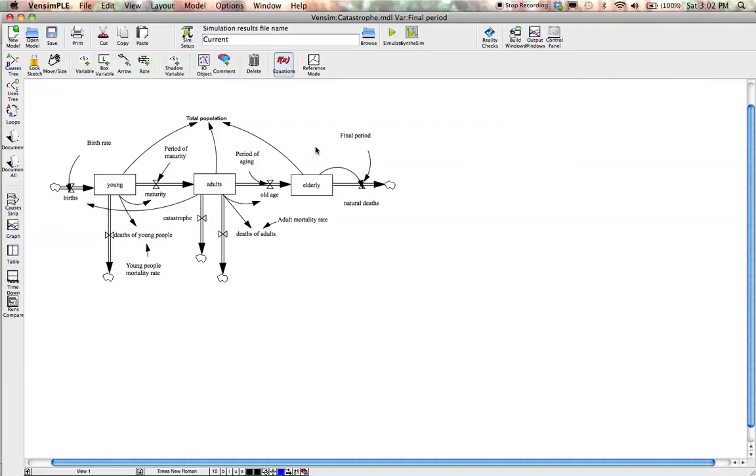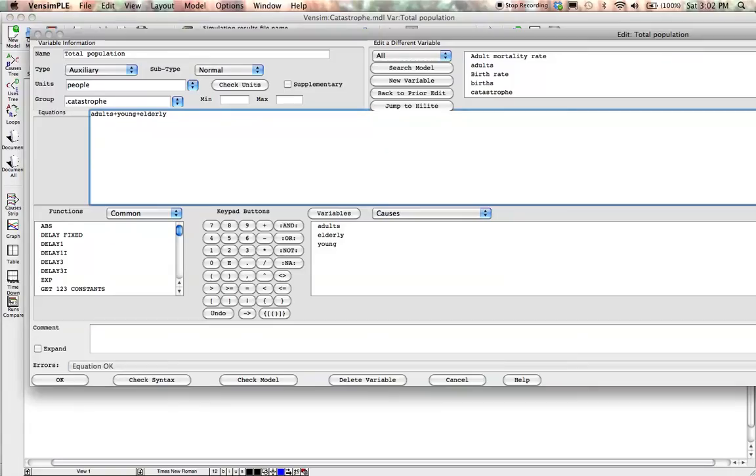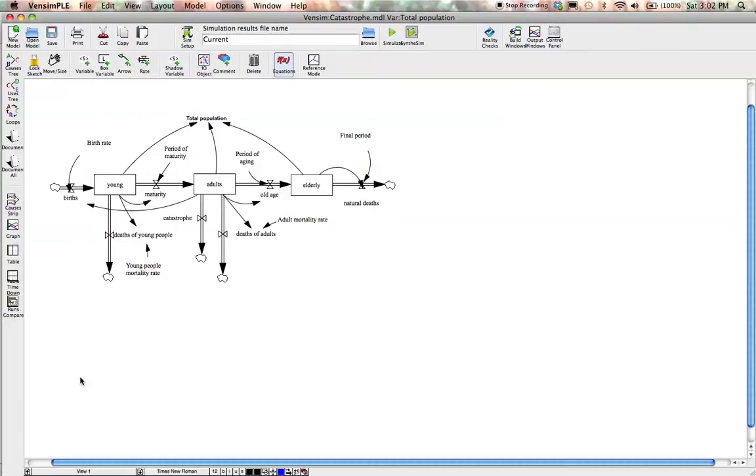There's an additional auxiliary variable here: a total population that is calculated by adding adults, the young and the elderly, so you can actually keep track of that. So that's essentially the picture.